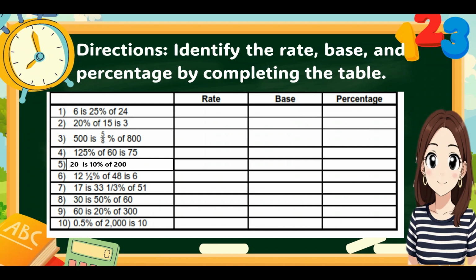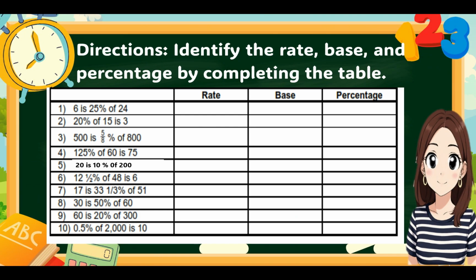Number 7, 17 is 33 and 1/3% of 51. Number 8, 30 is 50% of 60. Number 9, 60 is 20% of 300. And number 10, 0.5% of 2,000 is 10. Now look for the rate. Write the rate on the second column, the base on the third, and on the fourth column, write the percentage.